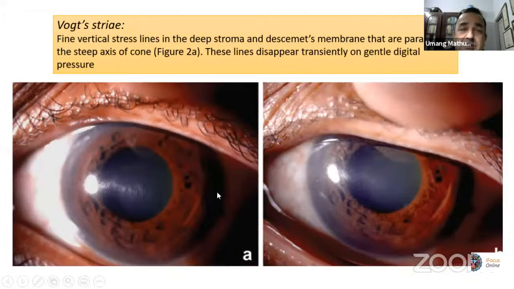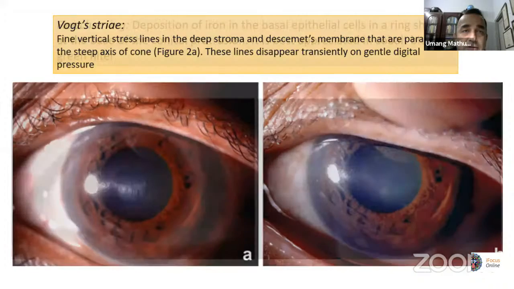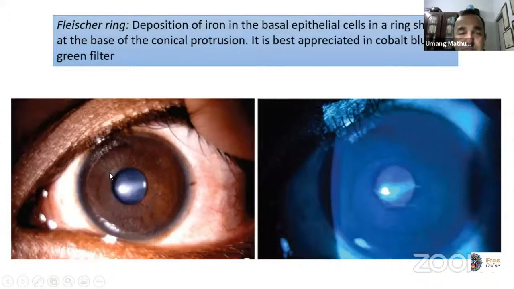On slit lamp, the pathognomonic sign of keratoconus is Vogt's striae. These are vertical stress lines in the stroma, and if you press on the eye, they disappear. So this is the pathognomonic sign. If you see Vogt's striae, that's the gold standard that you have made the diagnosis of keratoconus. You may have Fleischer's ring, as you can see here, which is an iron deposit at the base of the cone, better seen with a cobalt filter. So this is the Fleischer's ring.